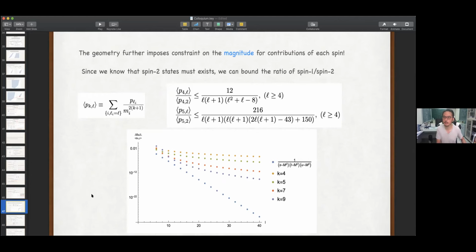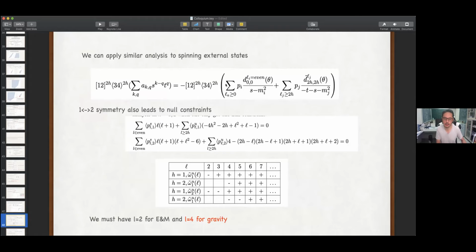And you can also consider spinning states. Now the symmetry is going to be, since I'm organizing my helicity to be the same helicity in 1, 2, and 3, 4, and so there's a 1, 2 symmetry. So you can do exactly the same thing. Since I'm really running out of time, I'll just state the result.